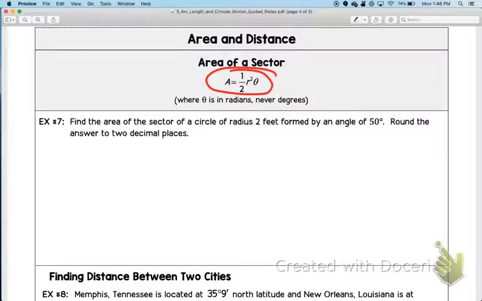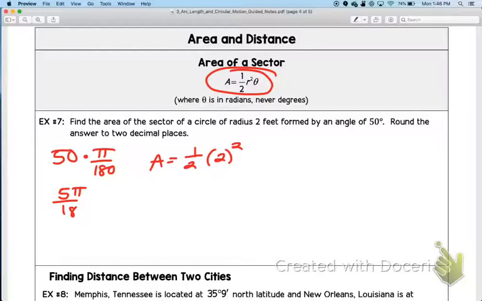So find the area of the sector of a circle of a radius of 2 feet formed by an angle of 50 degrees. So let's do our conversion for 50 degrees. 50 times pi over 180, which is equivalent to 5 over 18, right? 5/18 pi. I don't even know why I picked up a calculator for that. So my area is equal to 1/2 times my radius squared, so 2 squared, times my central angle in radians, which is 5 pi over 18.